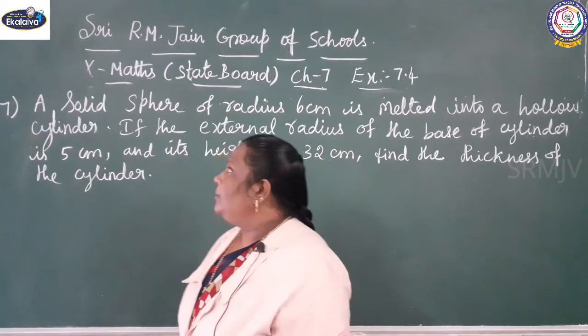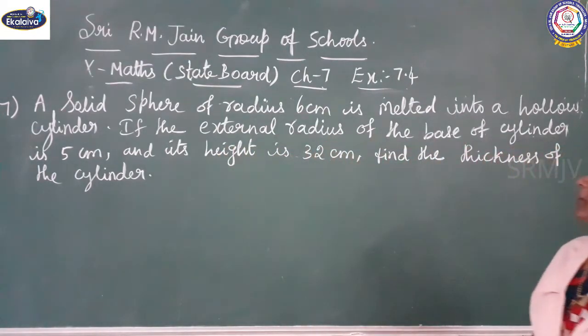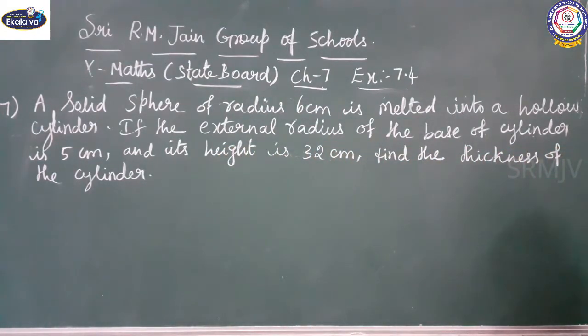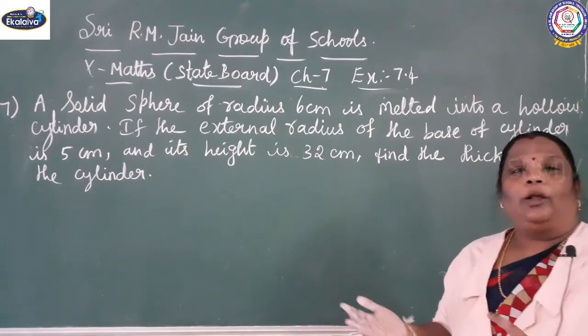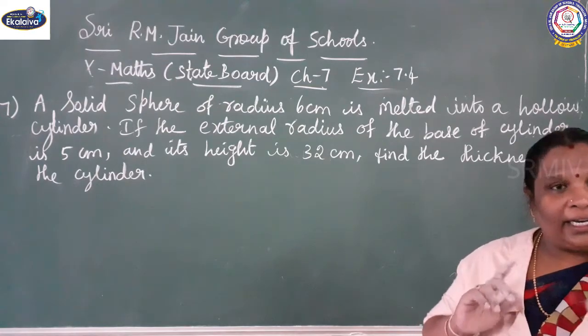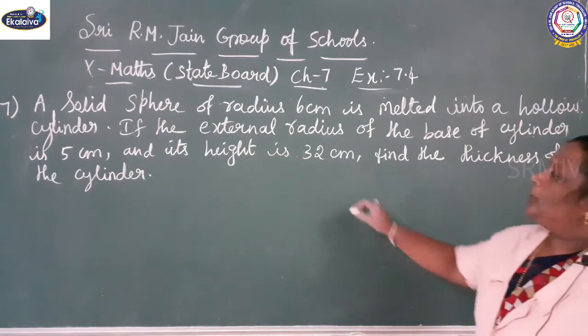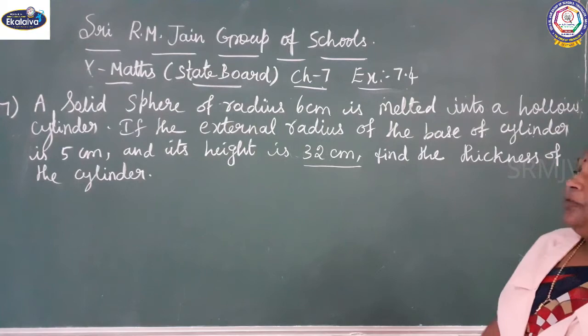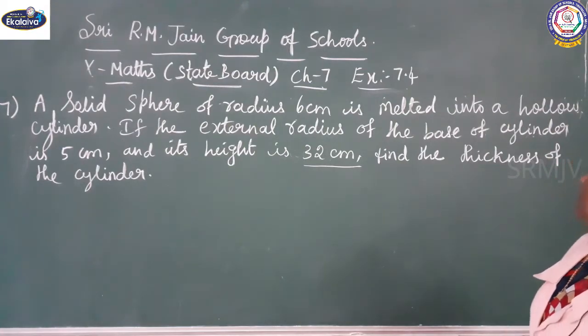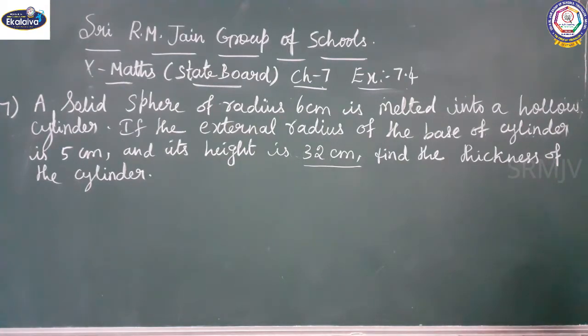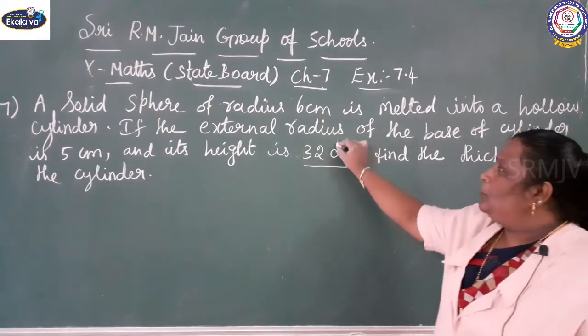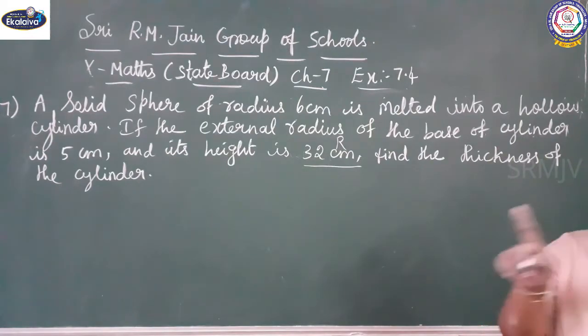See the seventh sum. A solid sphere of radius 6 cm is melted into a hollow cylinder. Hollow cylinder means external radius is there and internal radius is also there. If the external radius of the base of the cylinder is 5 centimeter and height is given as 32 centimeter, you should find out the thickness. The external radius capital R is given, so you should find out the value of small r.